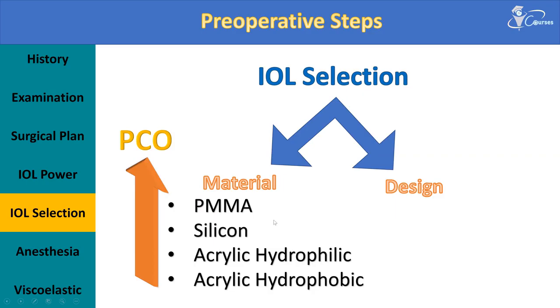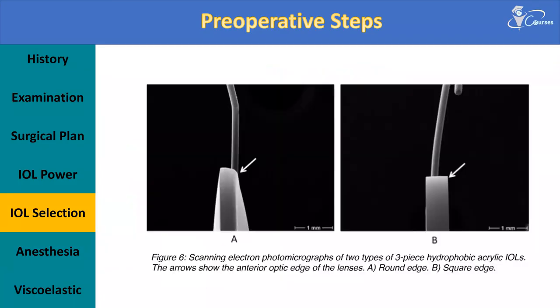Regarding the design itself, it can also play an important role in preventing the PCO. For the design, we have some intraocular lenses with round edges and others with square edges. So which one will be better to prevent the PCO? It was found that patients who have the square edge of the intraocular lens will have minimal PCO. So if you want the best lens that will minimize the incidence of PCO, it will be the hydrophobic acrylic intraocular lens with a square edge.